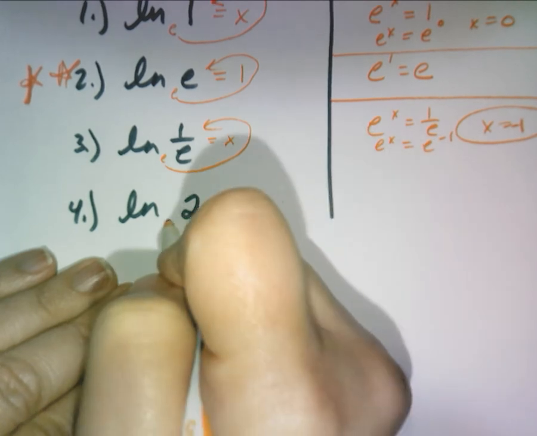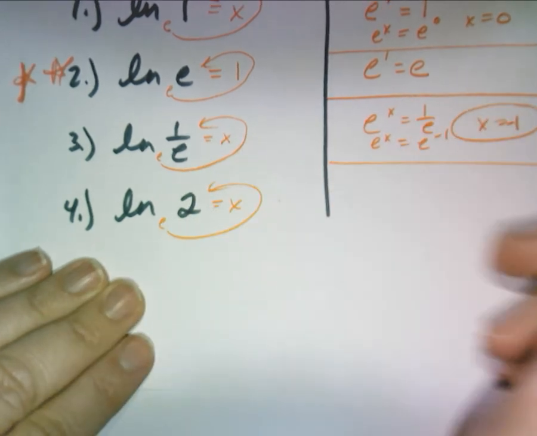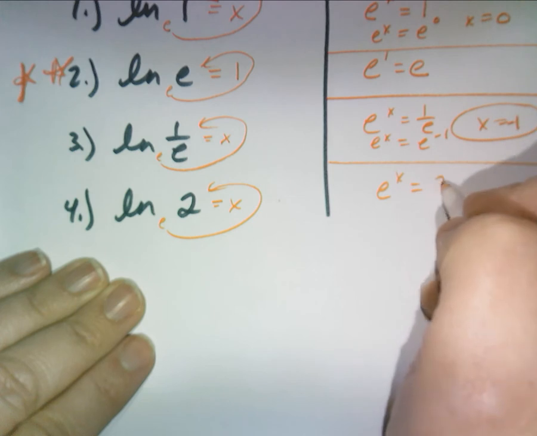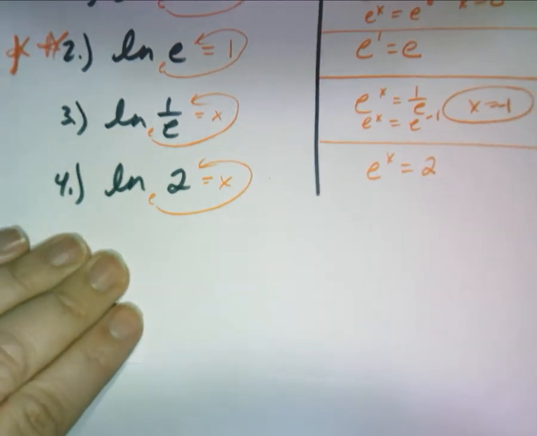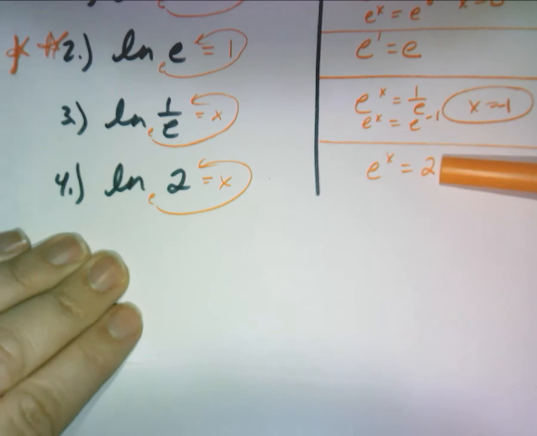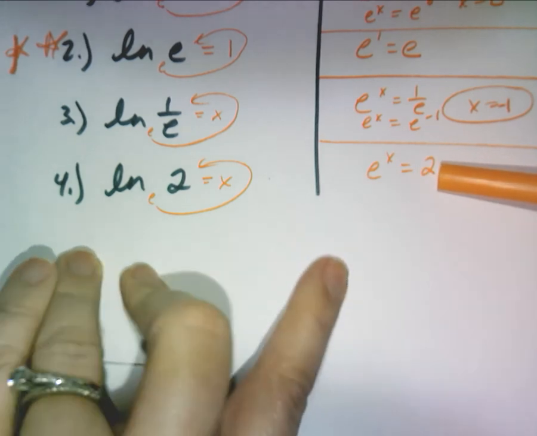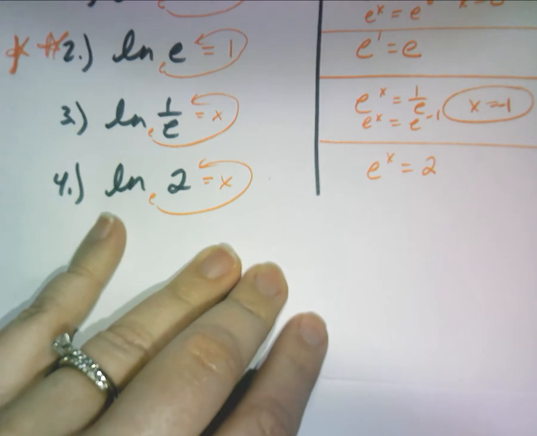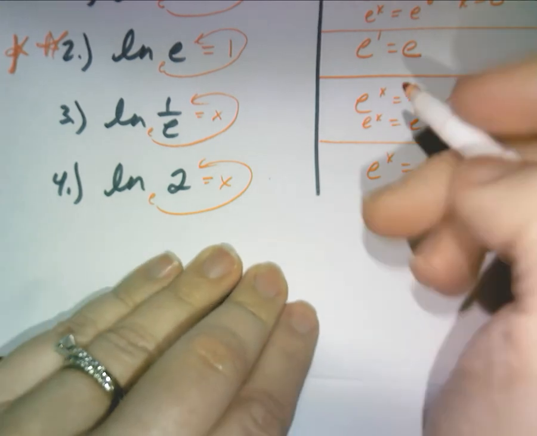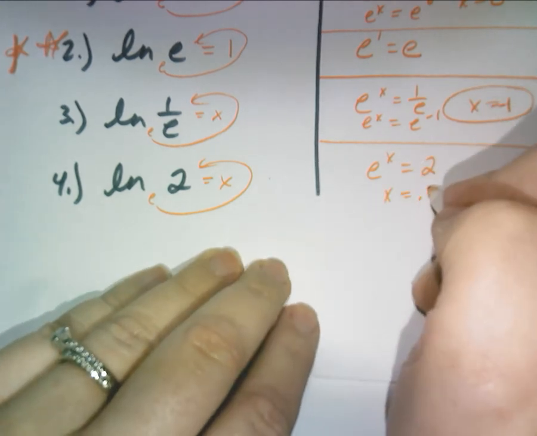If you put x here, e to the x equals 2. So you're saying, well, what power of e makes 2? Well, it's a very tiny number. It's like a decimal, but you can punch in your calculator, ln 2. Your calculator has it right there, ln 2. And I believe it gives you like 0.69-ish, something like that.